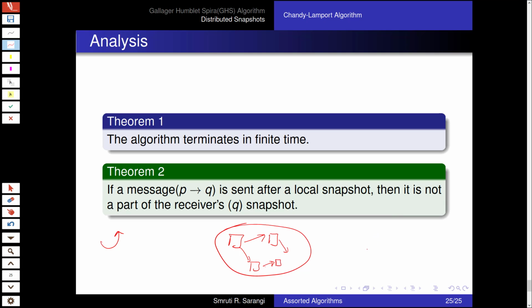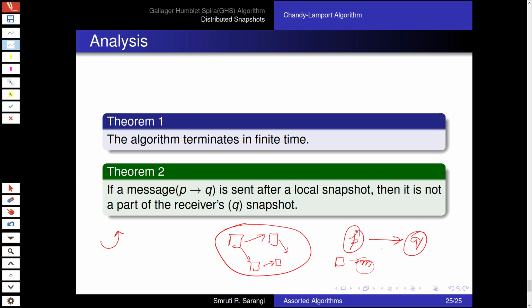Fine, fair enough. So what I'm saying is that, let's say there is node P and there is Q. Let's say P takes a local snapshot and then it sends a message. So in this case, we don't stall after taking a snapshot, but we send a message. Then what I claim is that the send has not been logged, right? Because I take a snapshot first and then I send, so I didn't log the send. So what I claim is that the receive will also not be logged.